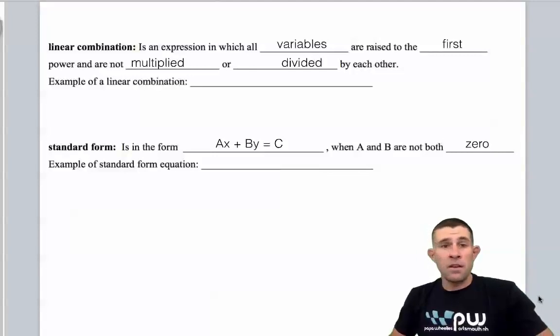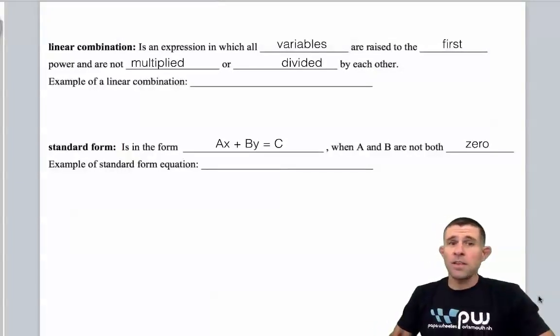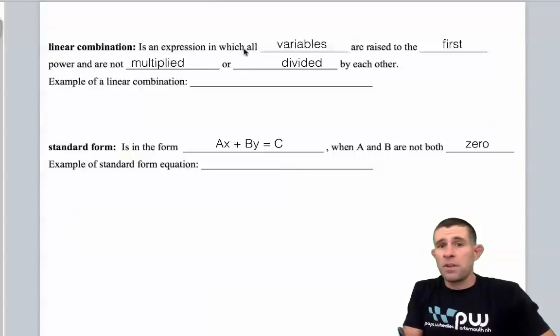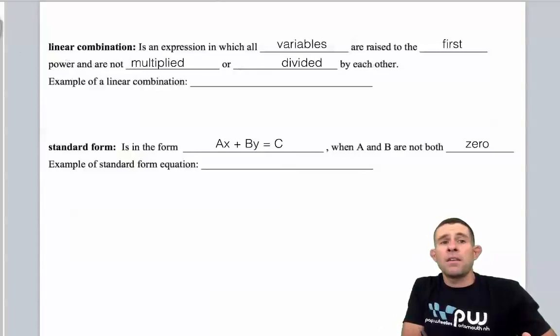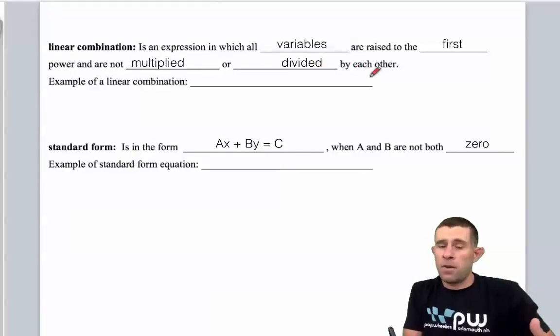Today, we're going to look at another form of writing the equation of a line called the standard form. Now, this is applicable when we come across situations that involve linear combinations. So, a linear combination is simply an expression in which all variables are raised to the first power, and neither of the variables are being multiplied or divided by each other.